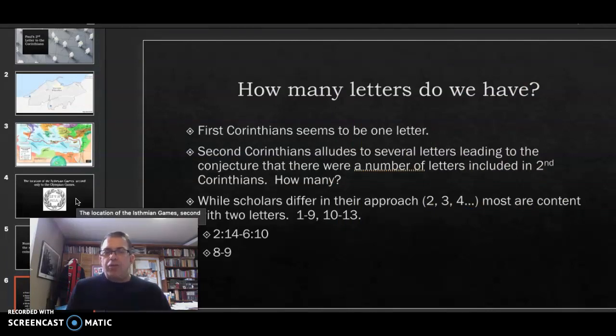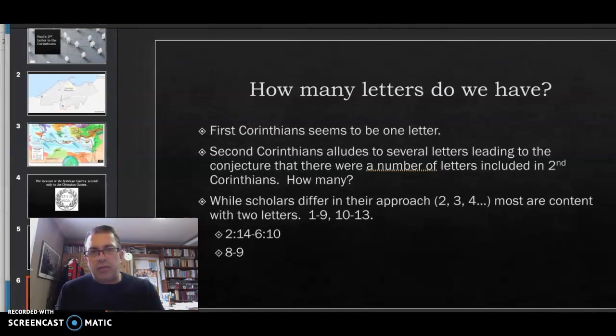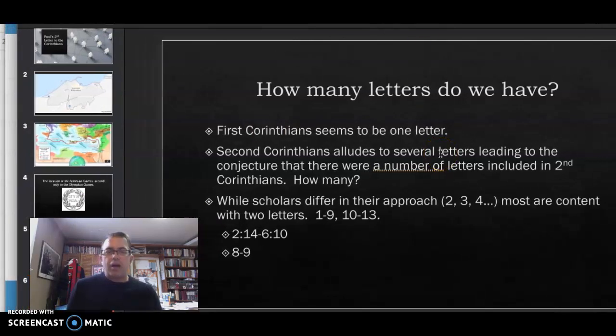So if you look at 2 Corinthians and you compare it to 1 Corinthians, you get the decided idea that this 2 Corinthians definitely seems like a composite letter. So what does a composite letter mean? It's several letters that are put together, and this, of course, leads to the next question: how many? How many different letters were there?